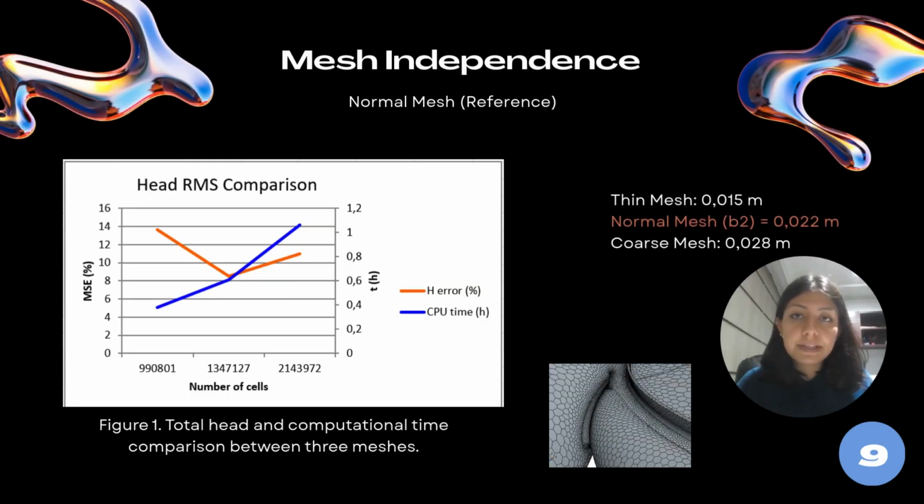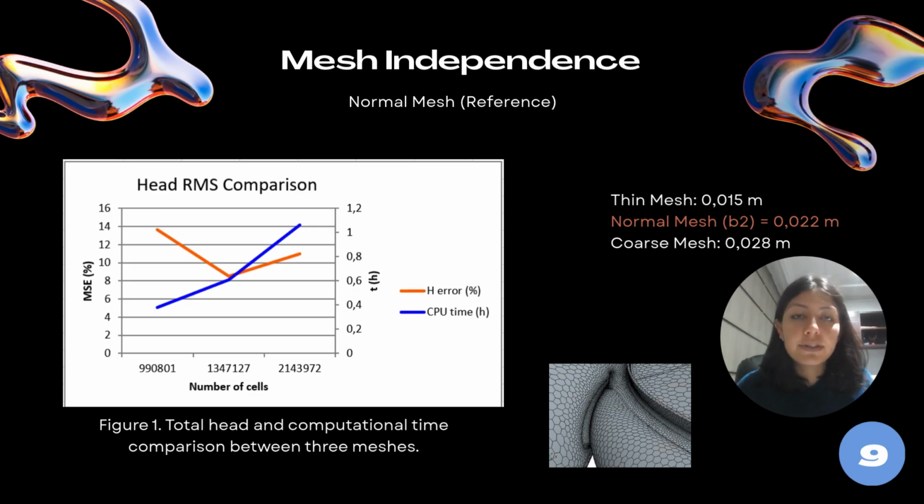Regarding mesh independence, we can find this graph that represents the total head and computational time comparison between three meshes: the fine, the normal, and the coarse. For the selection process, it was considered that in the head figure, the mesh with the lowest head RMS error is the normal mesh, while maintaining a reasonable computational cost compared to the fine and the coarse. This suggests that further refinement does not provide substantial accuracy benefits, but significantly increases computational effort.